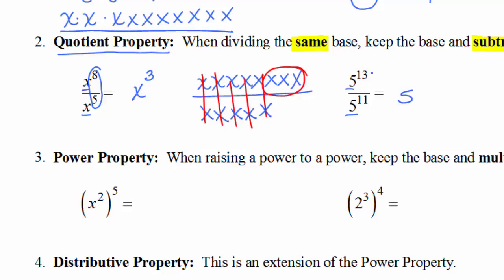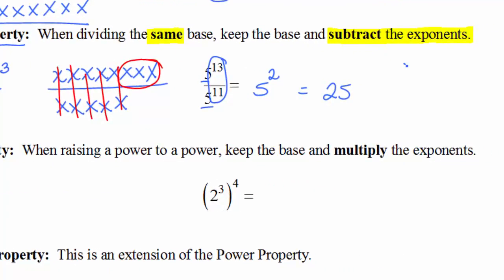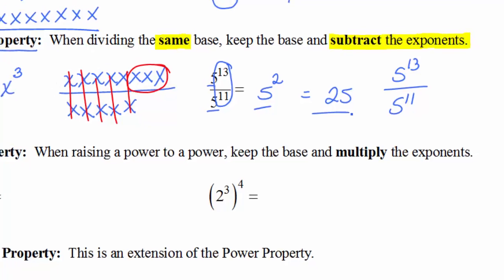Okay, same thing with numbers. Keep the base, subtract the exponents. And that number's small enough, if I wanted to answer it, say it's just 25, I could. But I certainly would not want to know what 5 to the 13th power is, and then what 5 to the 11th power is, and then divide it. Yeah, you could do it with a calculator, but without one would be very difficult. But if you know your exponent properties, you don't need a calculator.